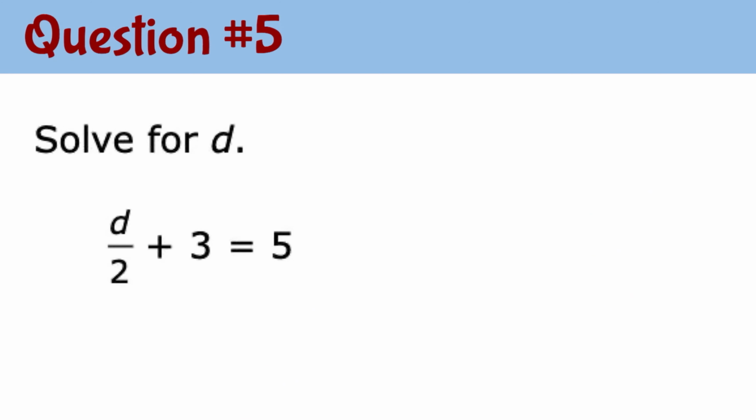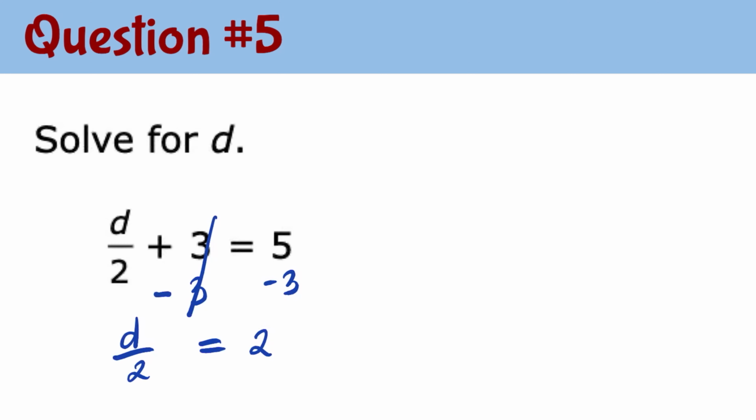Question number 5. Solve for d in the equation d divided by 2 plus 3 is equal to 5. So first thing that we need to do is use the inverse of adding 3, which is subtracting 3 from both sides. Now we have d over 2. This becomes 3 minus 3 is 0. And we have is equal to positive 2.